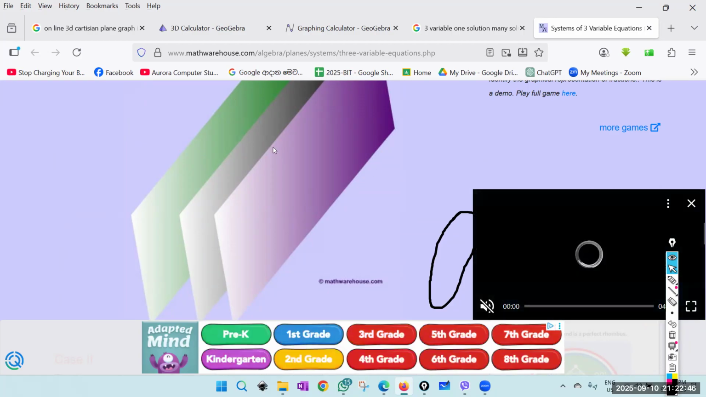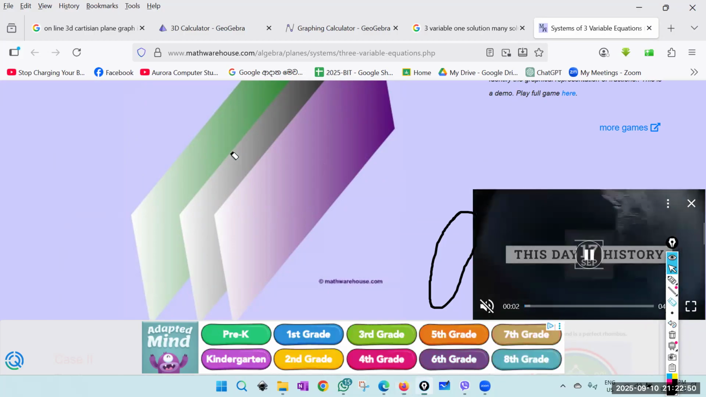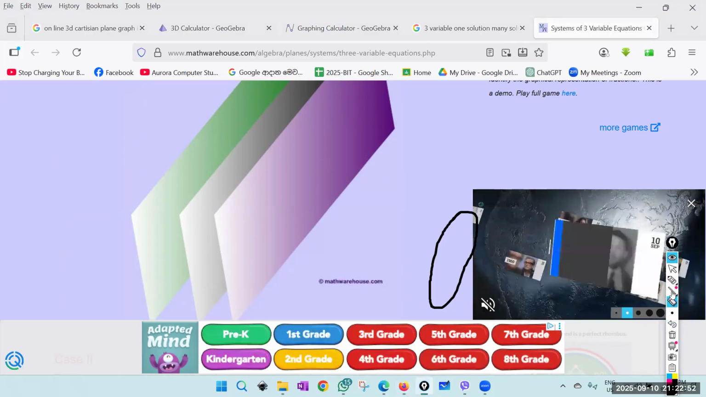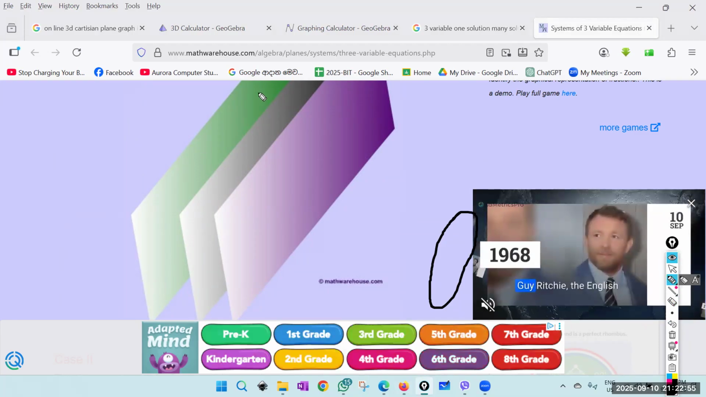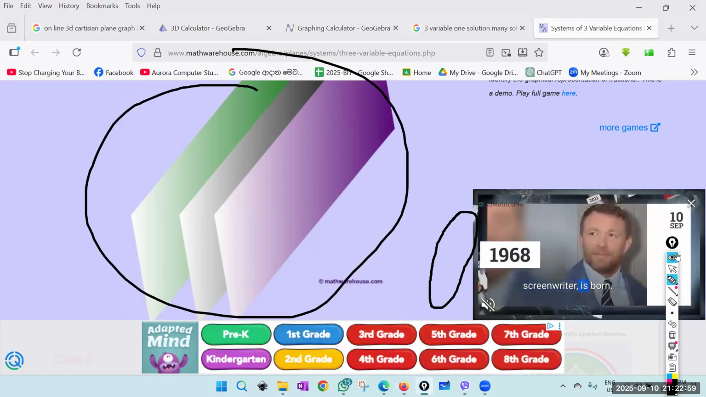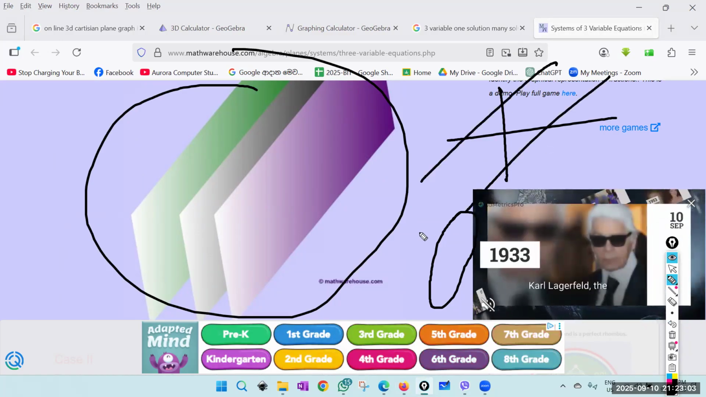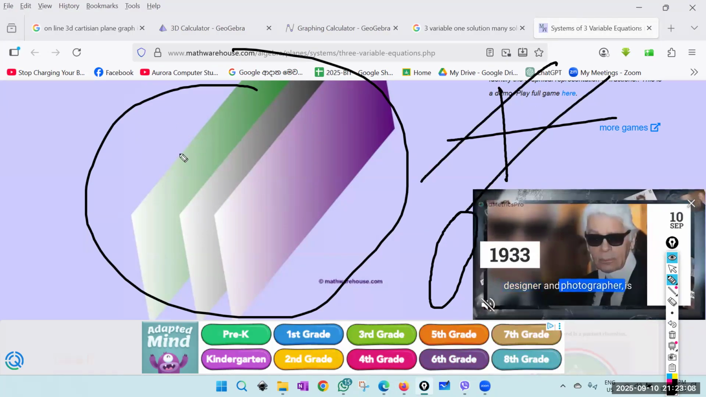This one has no solution. Why? A solution means intersection points, intersections of these three planes. But when the planes are parallel, there are no intersections. It's the same as with two linear equations, right? So there are no solutions for these two, because no intersection points. This is two dimension, this is three dimension.